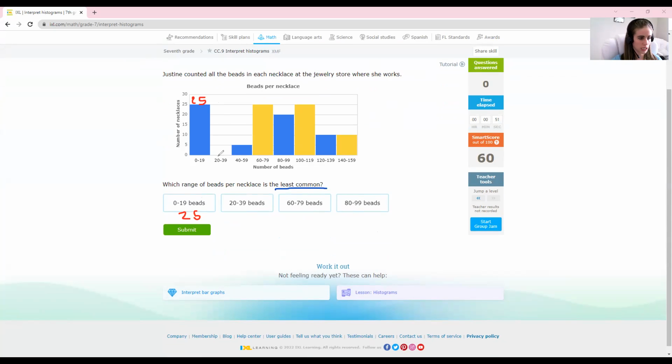Then from 20 to 39, are there any? No, there's no data points plotted there, no bar. So 0. From 60 to 79, that would be this yellow one. I can see that's also at 25. And then from 80 to 99, we have a blue one here at 20. So which one of those ranges is the least common? Well, if it's the least common, it's going to have the least amount, meaning it would be this one right here, 20 to 39, because that didn't occur at all.